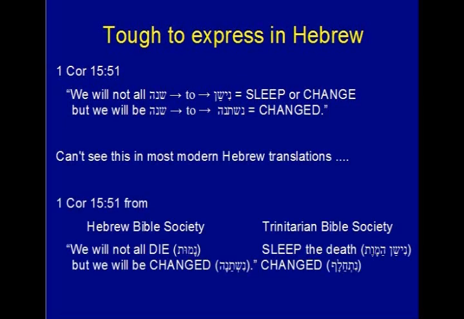On the left here, this is the way it was worded in the Hebrew Bible Society translation into Hebrew, where they got rid of the word sleep and said, "we will not all die, but we will be changed." They just got rid of the word sleep, and that's how they eliminated the confusion. The Trinitarian Bible Society decided to do it a different way. The way they wrote it was, "we will not sleep to death." They translated it literally as sleep, nishan, but they added the word death into this so that you wouldn't misunderstand what he was saying.